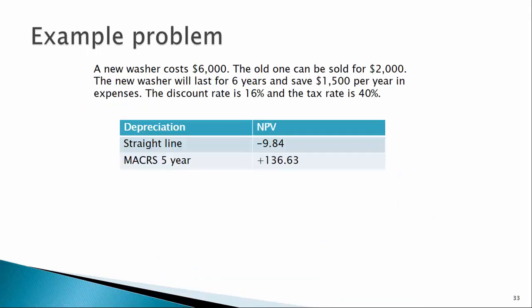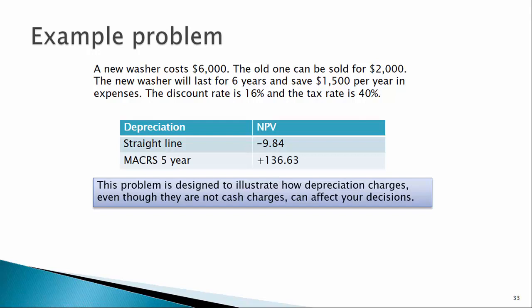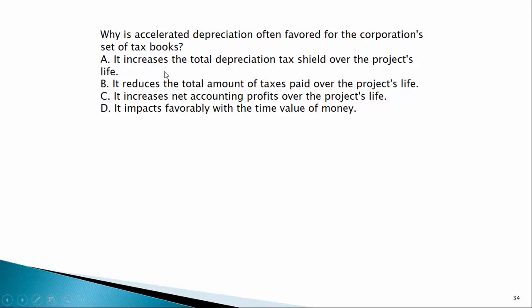Okay, and so let's see here. Yeah, so this just kind of brings it out here. Straight line is a negative net present value. If we use the Macrs schedule, it's a positive net present value, and that's because with Macrs we pay less taxes early on. We pay the same amount of taxes in total over the 6 years, whichever way we do it, but with the Macrs schedule we pay most of those taxes out at the end. And because of time value of money effects and this high discount rate, it can actually turn that net present value positive. All right, and so that's the answer to this one.